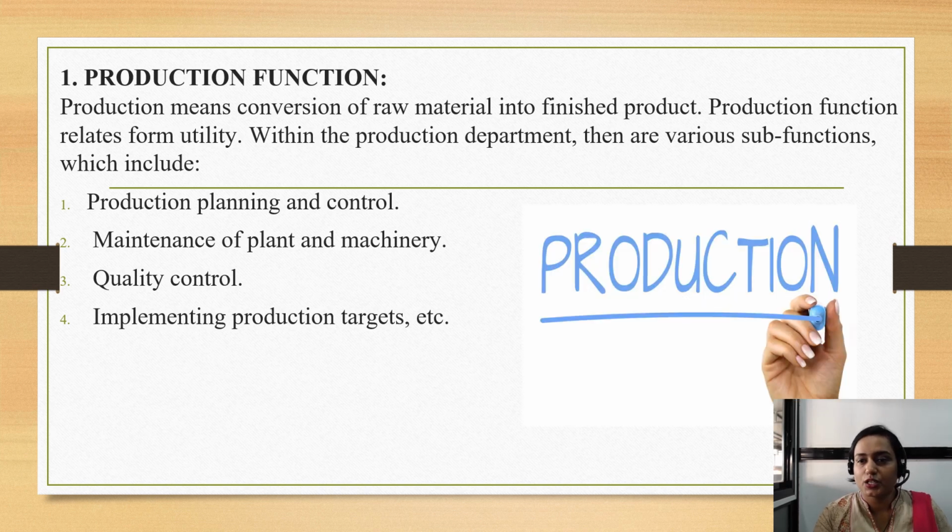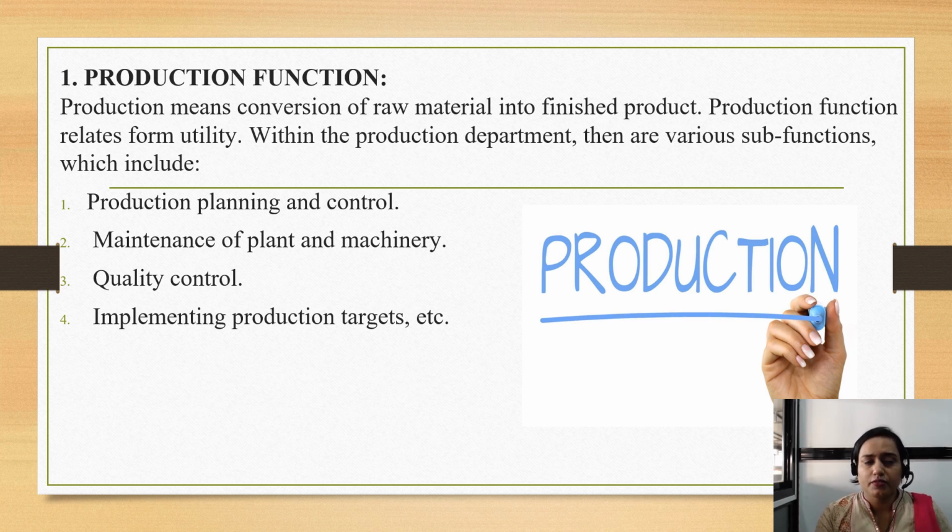the first one, production. Production means, in very simple words, conversion of raw material into finished product. The production function has various sub-functions like production planning, production controlling, and maintenance of the machines. They have to ensure quality, that is quality control, then implement production targets.